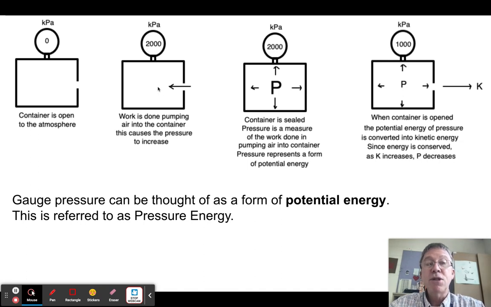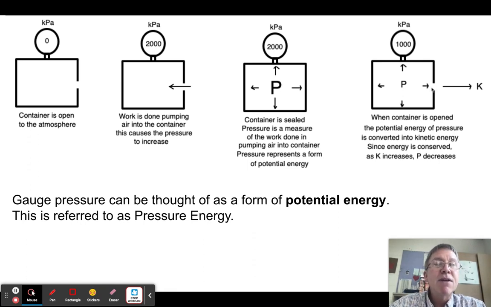And it took a lot of work to do that. So I added energy to the system by doing this work. Then I seal it off. Well, that energy can't go away. So that energy is still present in here. And the form that it takes is this gauge pressure. So this pressure is essentially a measure of the potential energy of this gas that it has because of the work done putting the gas into there.